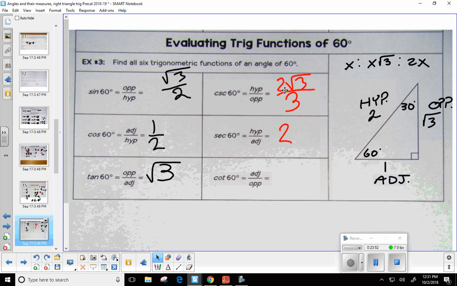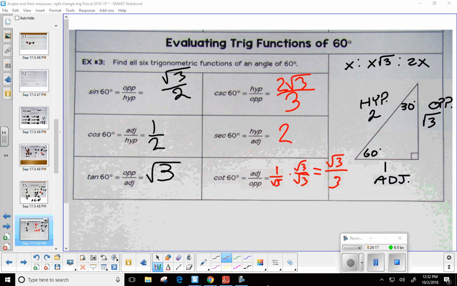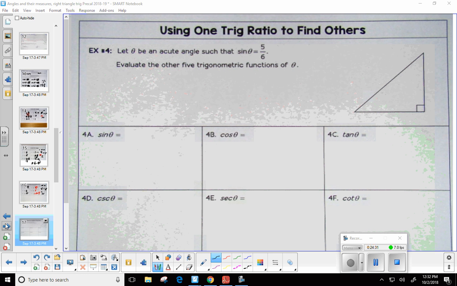All right. Cotangent of 60 degrees. Adjacent over opposite. Okay, so 1 over the square root of 3. We're going to multiply both parts by square root of 3. So he says square root of 3 over 3. What do you guys think? That's absolutely right. Perfect. Fantastic. Any questions? Okay. All right. One other detail.